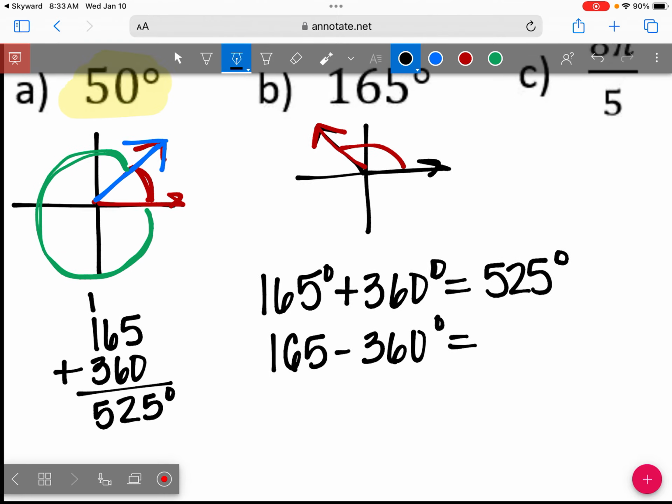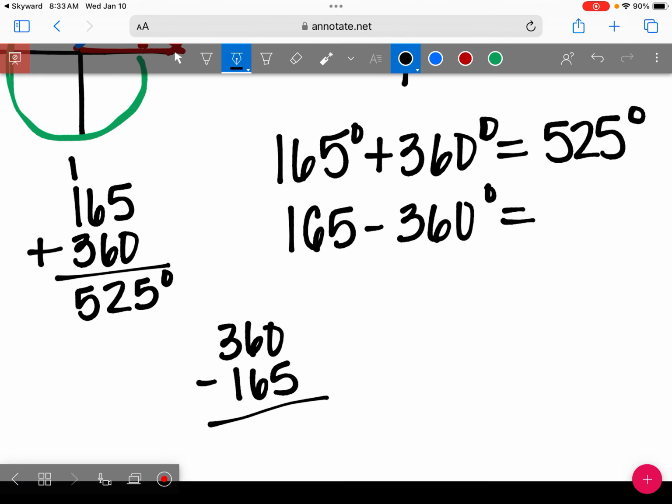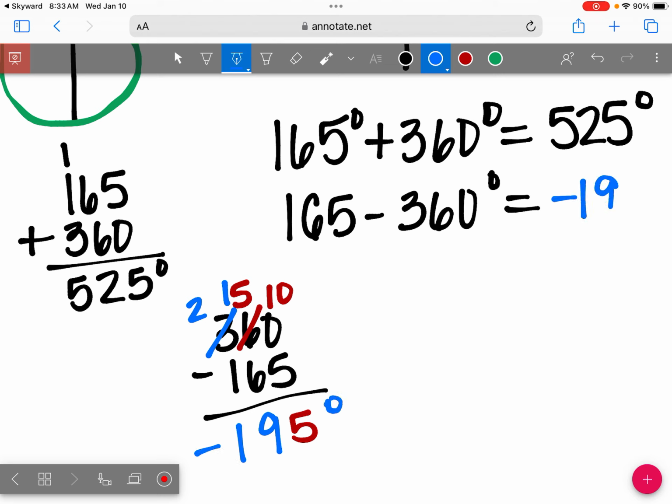And then I need to subtract 360 minus 165. So we have to go next door, ask for one more. That's what my elementary teacher said. So then 10 minus 5 is 5. And then I have to do the same thing. Go next door, ask for one more. 15 minus 6 is 9. 1. Negative. That's a negative, though. All right, who had that for their two answers?